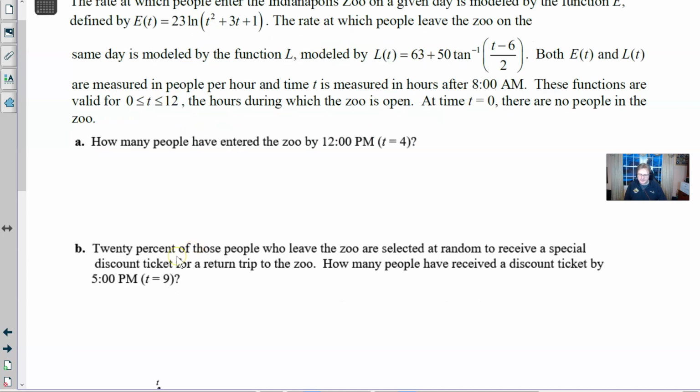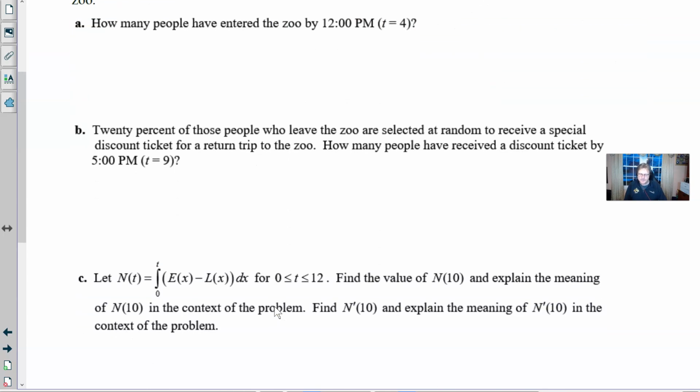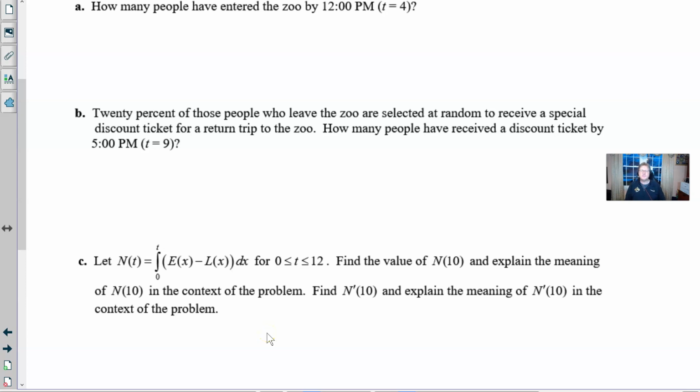Question B, 20% of those people who leave the zoo are selected at random to receive a special discount ticket for a return trip. How many people have received a discount ticket by 5 p.m. or t equals 9? Part C is going to define a new function N of t as the definite integral from 0 to t of E of x minus L of x, for time 0 to 12.